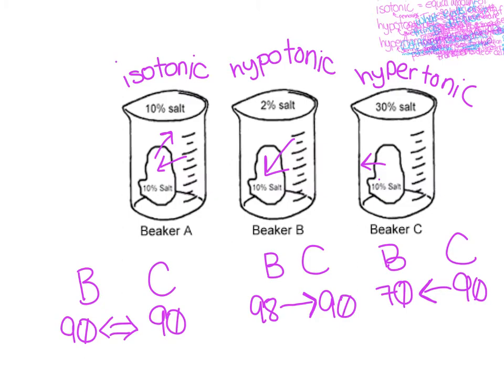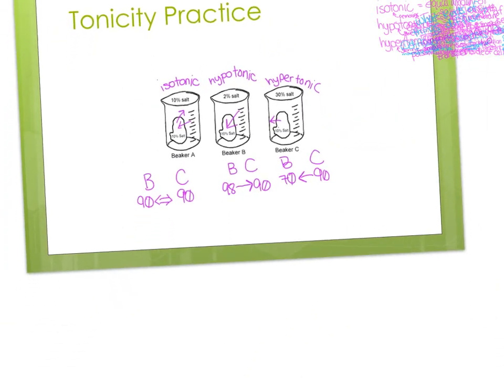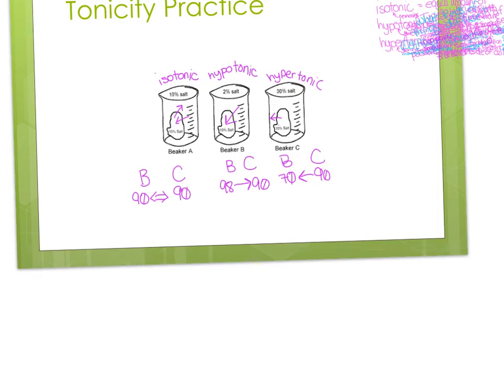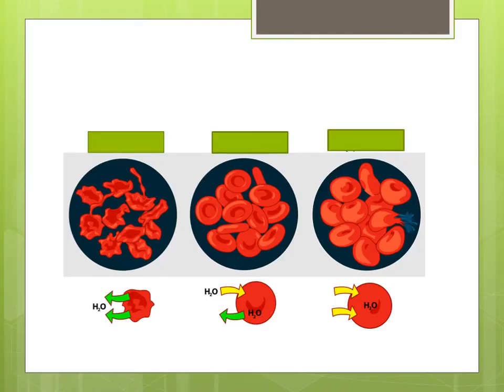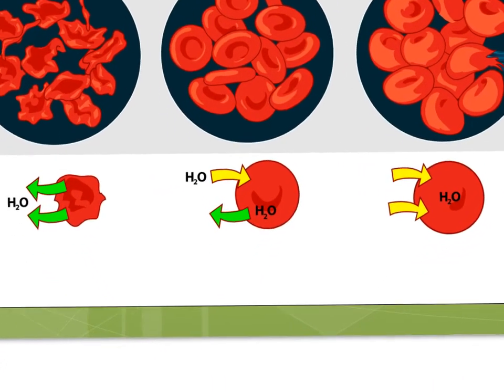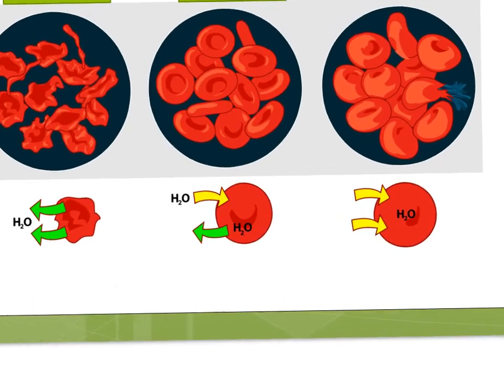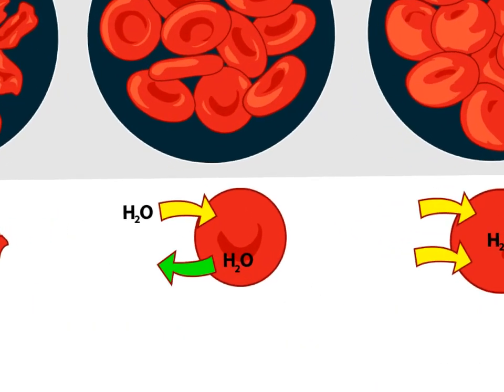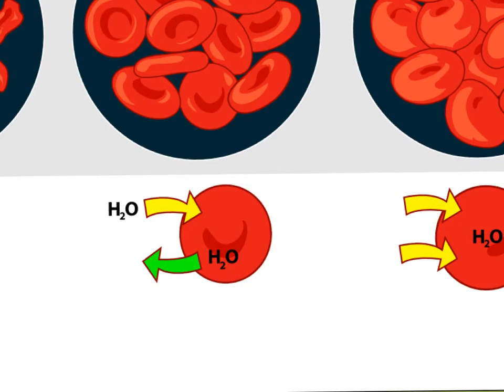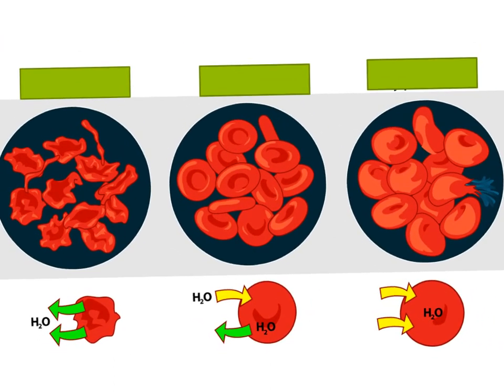Does everybody understand that? So if you take a look, here it is in color, so it doesn't look hairy. All right. Take a look at the bottom here. The little cartoon explains to you what's happening. So let's look at the one in the middle first. You've got water going out and coming in. So what is that going to be? Isotonic.